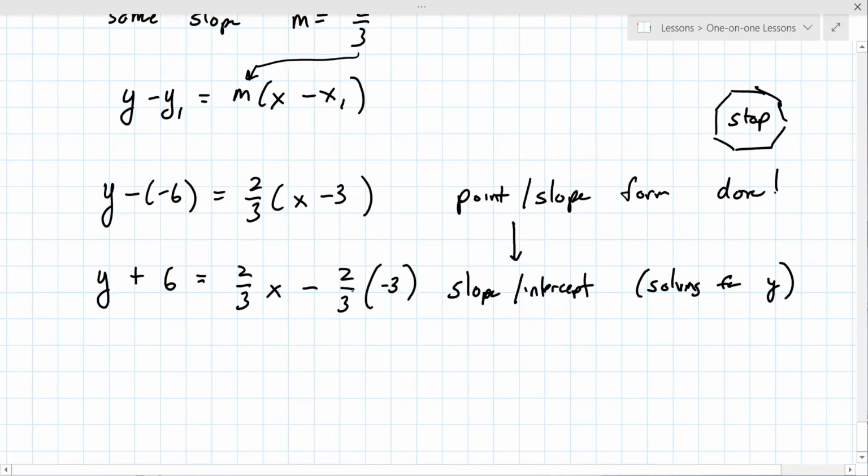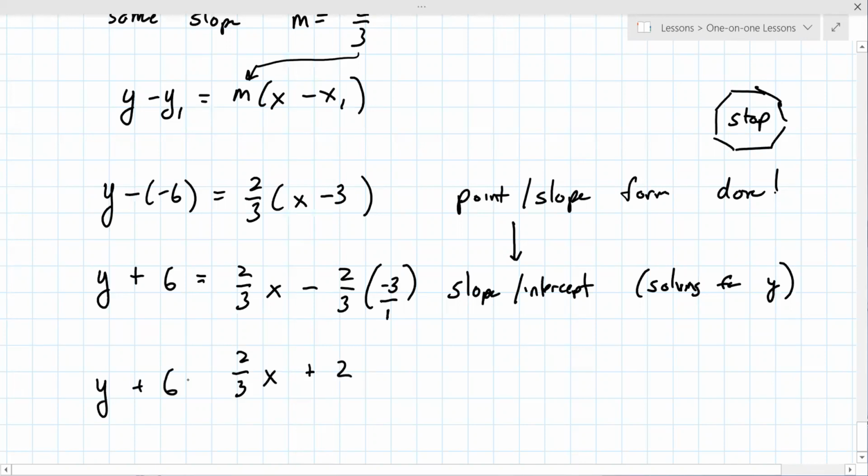Minus 2/3 times -3. -3 is really -3/1. So you can see that the 3's cancel, or you can multiply 2 times -3 to get -6/3. However you like. The result is that this becomes 2/3 x plus 2. Do you see that? Yes.